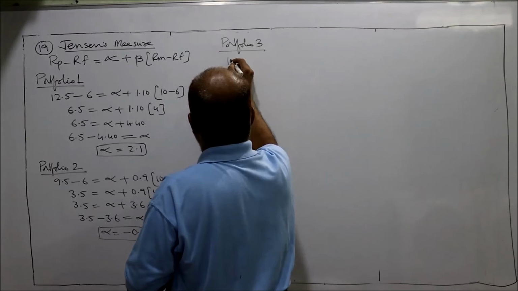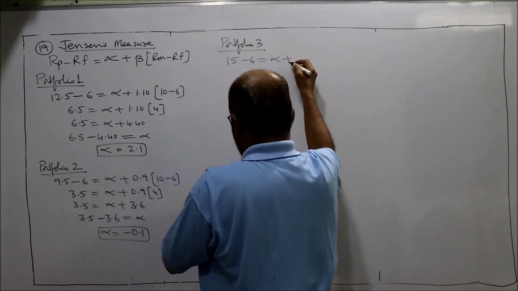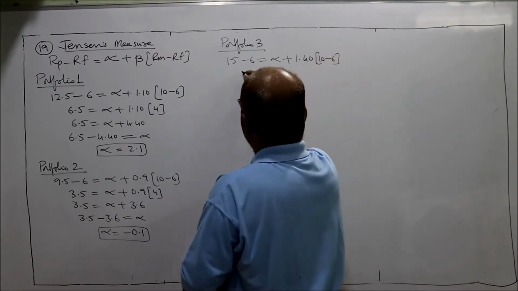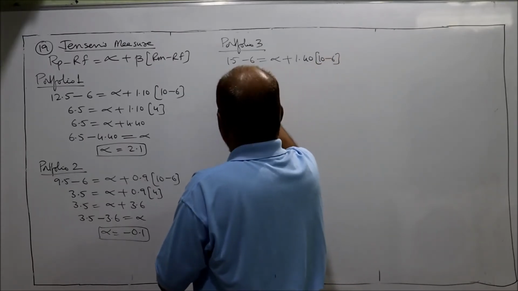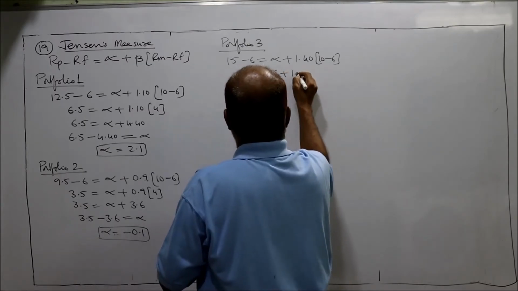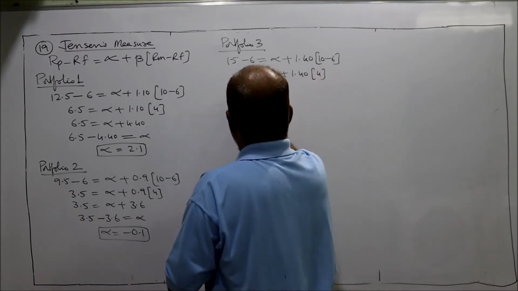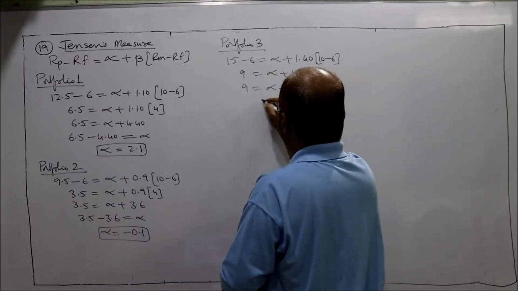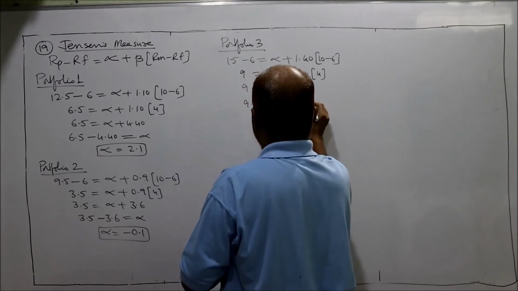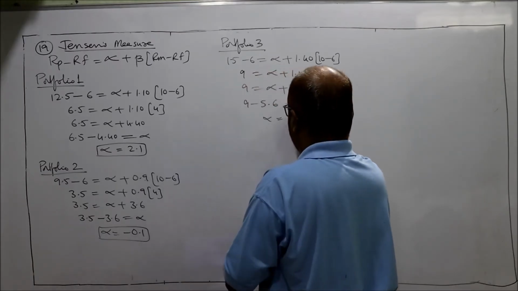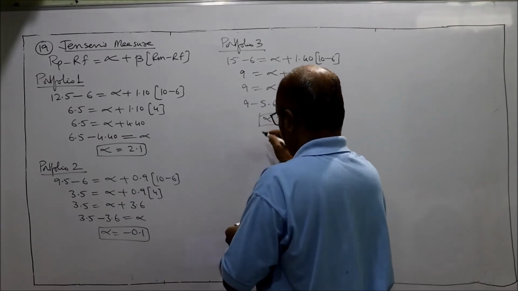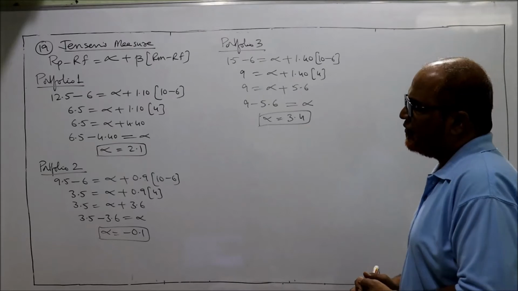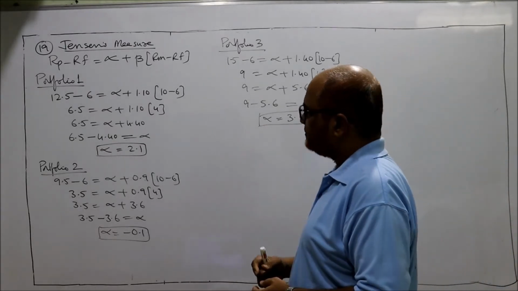The return is 15%. 15 minus 6 is equal to alpha plus beta 1.40, 10 minus 6. 15 minus 6 is 9. Alpha plus 1.40 into 4. 1.40 into 4 is 5.6. So 9 minus 5.6 is equal to alpha. Alpha is equal to 3.4. So we have calculated the Jensen's measure alpha for portfolio 1, 2 and 3.